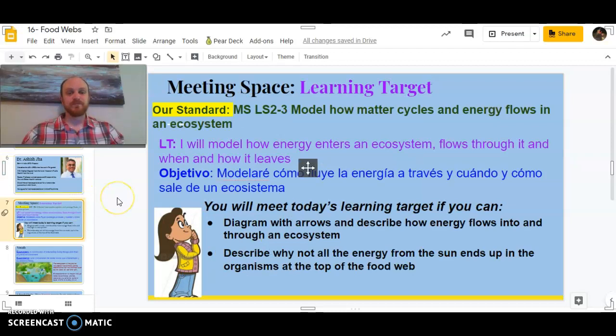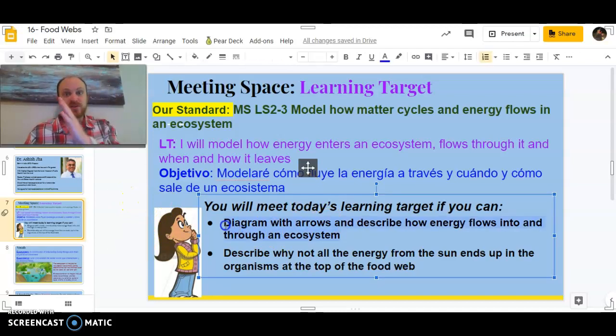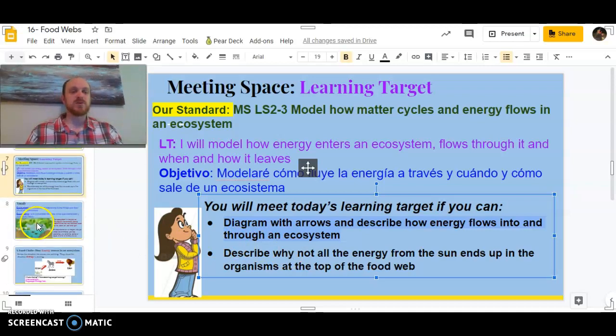Our learning target. I will model how energy enters an ecosystem, flows through it, and when and how it leaves. So this is kind of a big thing. We're looking at energy in ecosystems today. So to meet today's target, I want you to be able to draw arrows to describe how energy flows into and through an ecosystem, and describe why not all energy from the sun ends up in the organisms at the top of the food chain. Okay, so there's two parts to it.